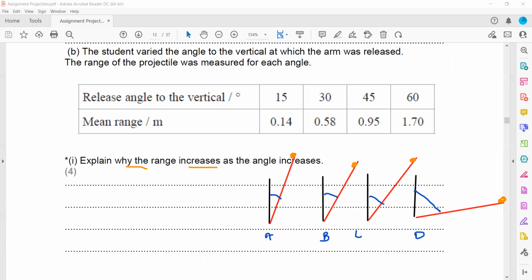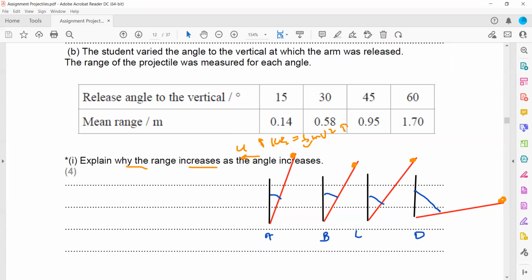If a greater amount of kinetic energy is transferred, we know kinetic energy is half mv squared. So if there is more kinetic energy and the mass is not changing, the speed will also increase. If the launching speed increases, the range of the projectile will also increase. So how do you score 4 marks?